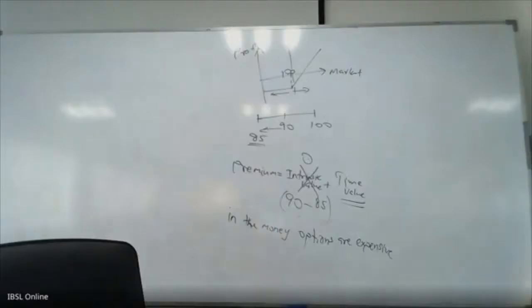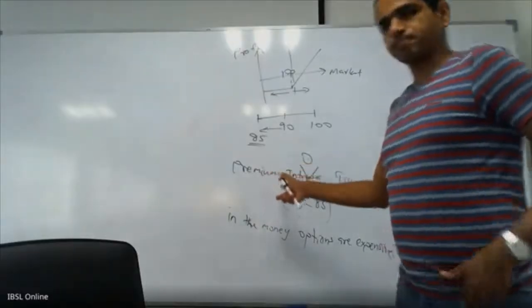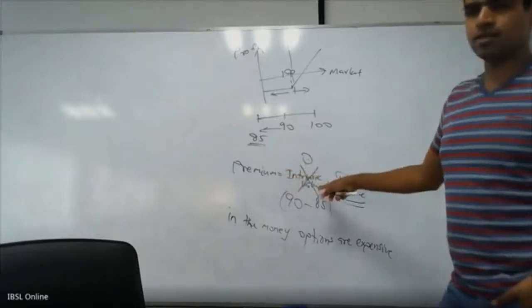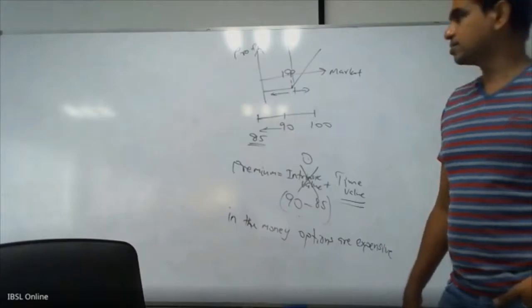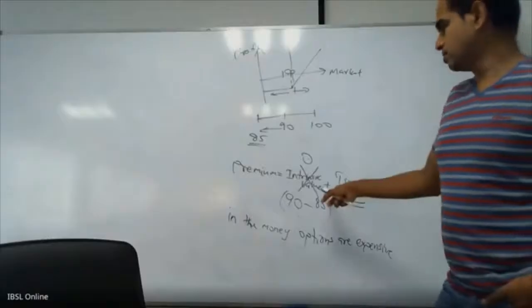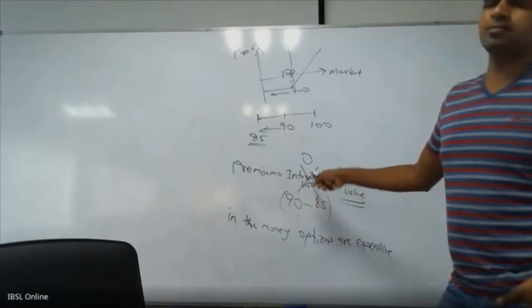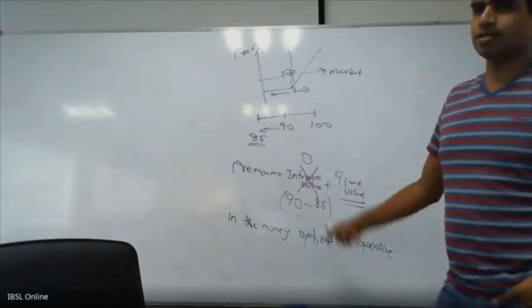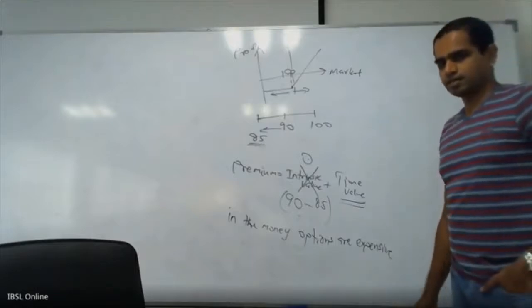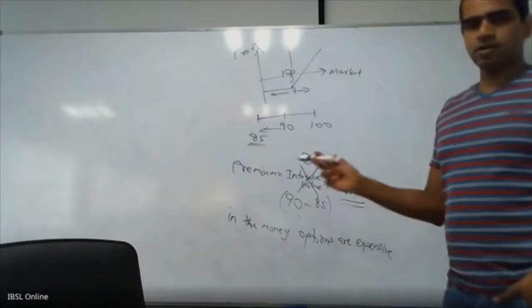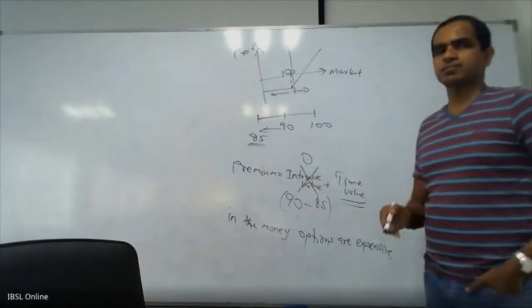So could you repeat it again? In the sense, like in the money options are expensive because? Yeah. In the money options are expensive because now if you go back to the option premium, right, premium is equal to the intrinsic value plus the time value, isn't it? Right? Remember? Now intrinsic value is the market price minus the strike, correct? Intrinsic value of call option, what we did last week, market minus strike.